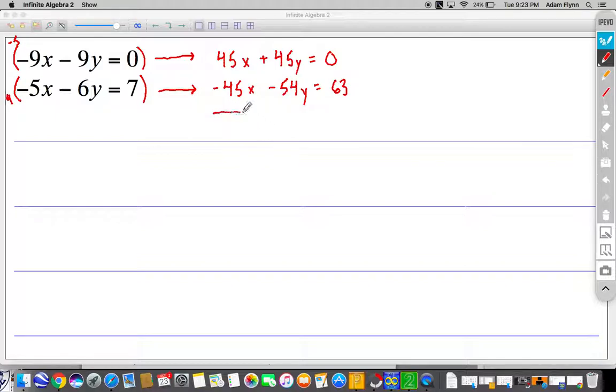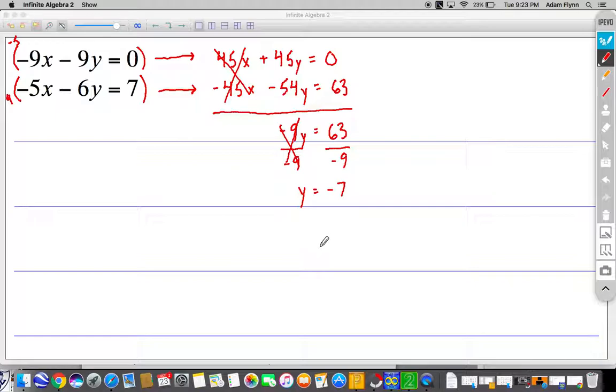Okay, so I will combine now. X's are going to cancel. 45 minus 45. 45 minus 54 is going to be negative 9y, and 0 plus 63 will be 63. So I'll divide both sides by -9. -9's cancel. So I'm left with y equals 63 divided by -9, which will be -7.